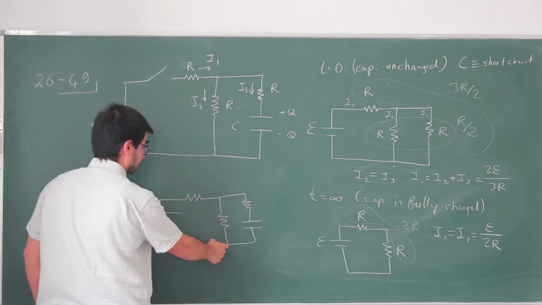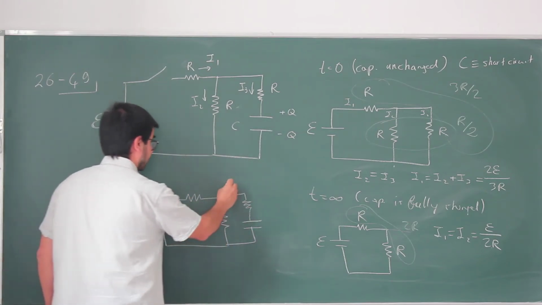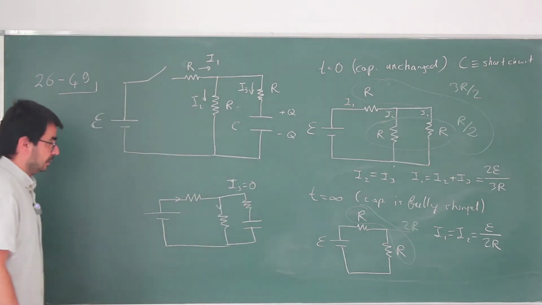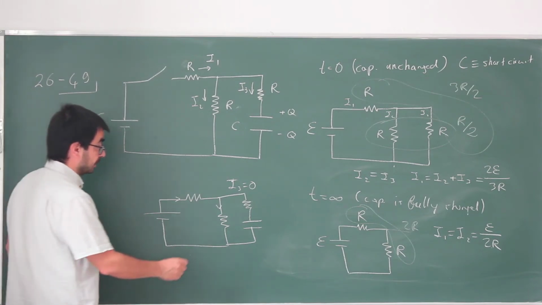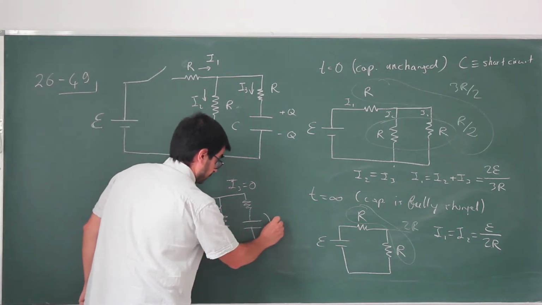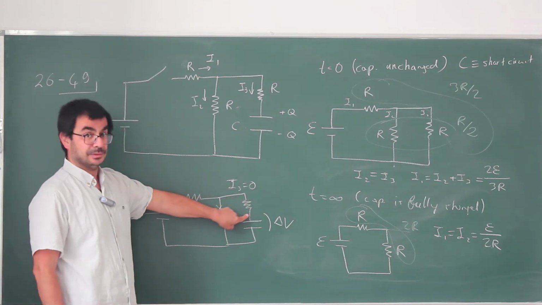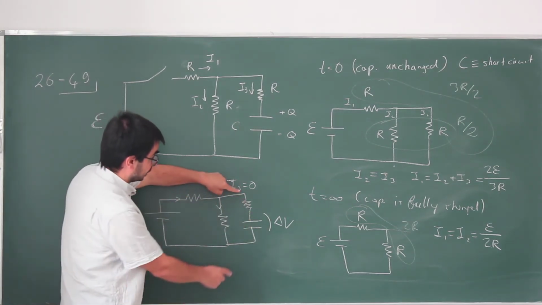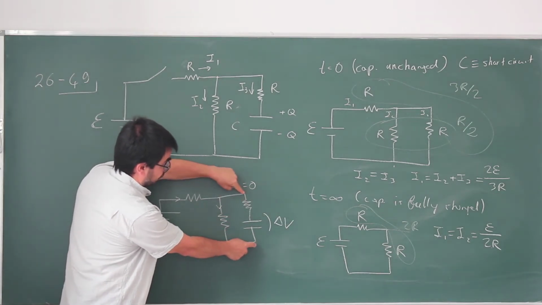Now there is no current passing through here. There is some current passing through. This I3 is 0 at t tending to infinity. Okay. Now what will be the potential difference across the capacitor in this case? Well, the potential difference across this resistor is 0. Okay. So the potential difference across the capacitor is in fact the potential difference across the non-current carrying resistor plus the capacitor over these two.